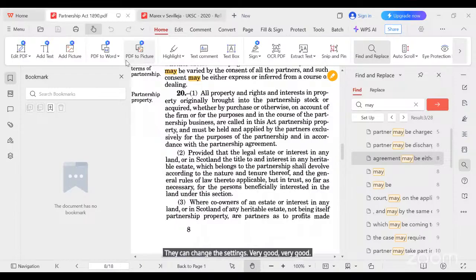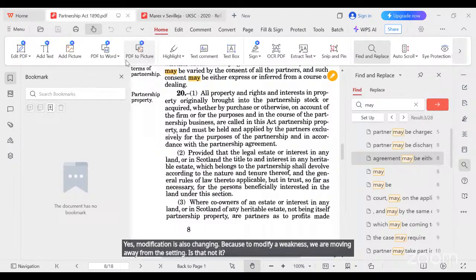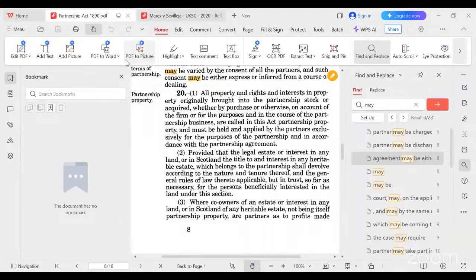Is there any other word? Modification. Yes, modification is also changing, because to modify means you are moving away from the setting. Is that not it? Somebody said customizing it. Very well. There's also a correct answer. They can change it, they can modify it, they can customize it.